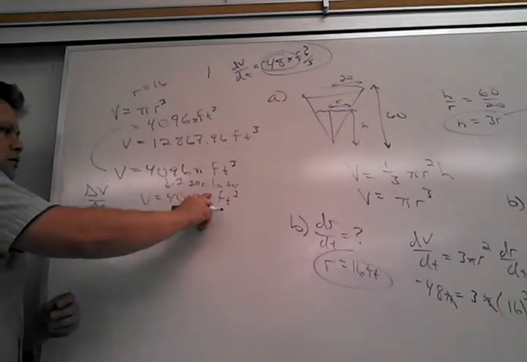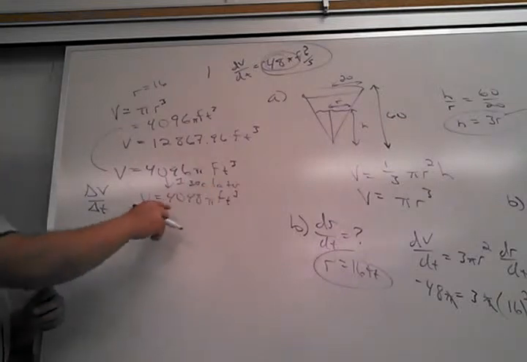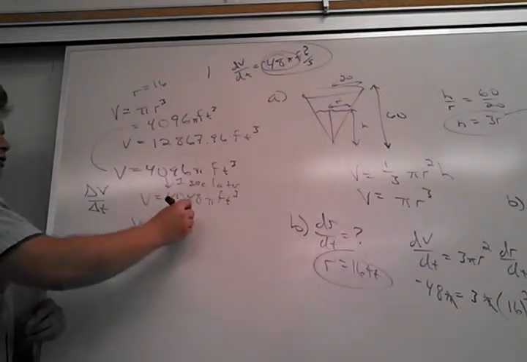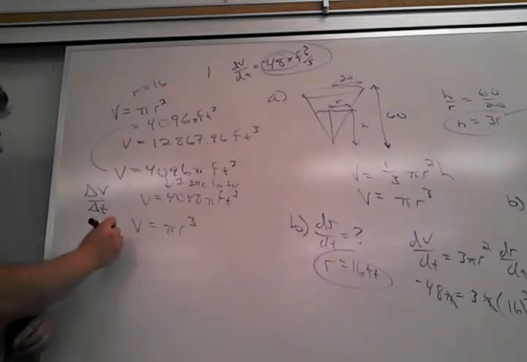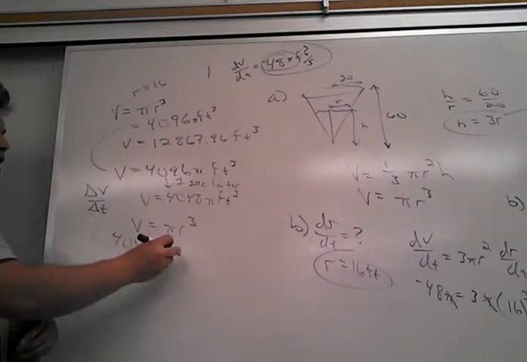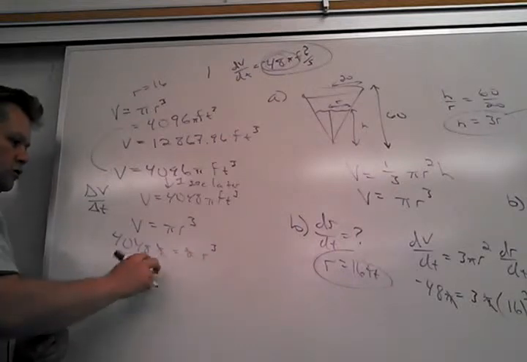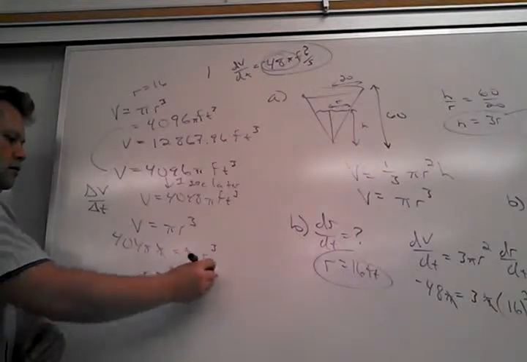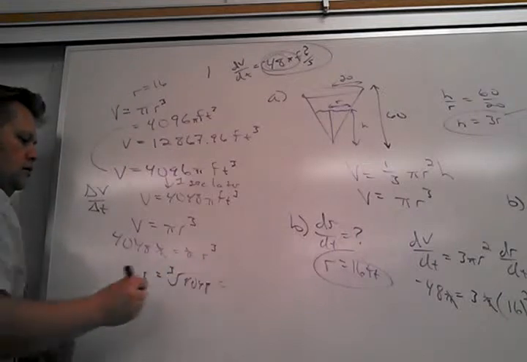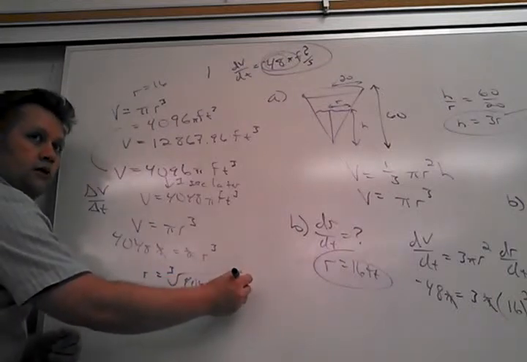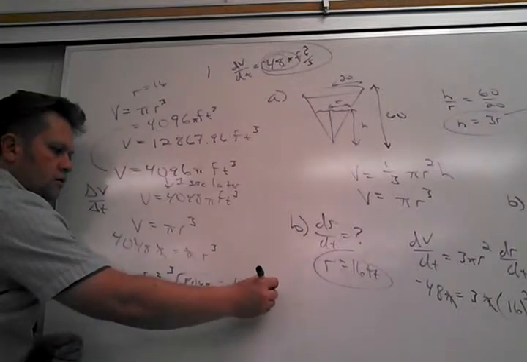Now work backwards for me. What is the radius now? Volume is pi r cubed. Volume is now 4,048 pi. So the pi's cancel. What's the cube root of that?